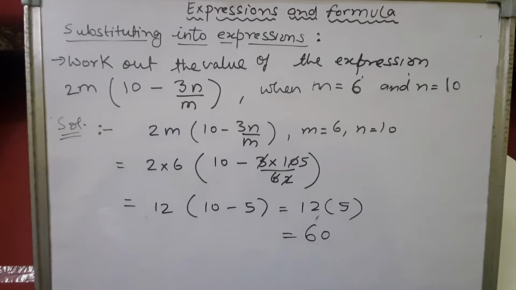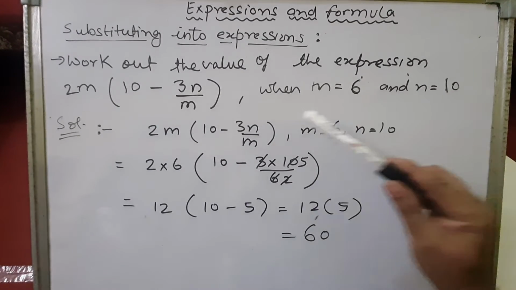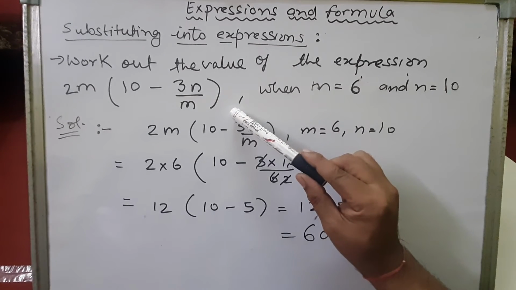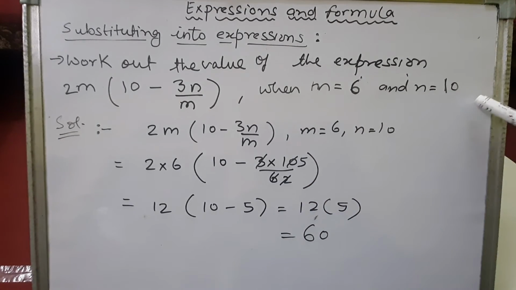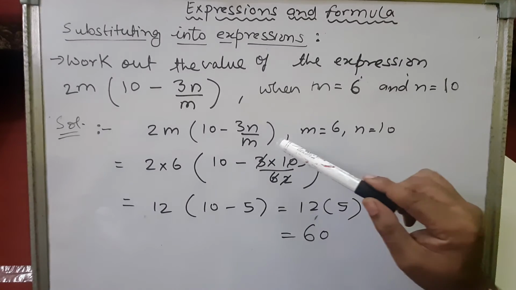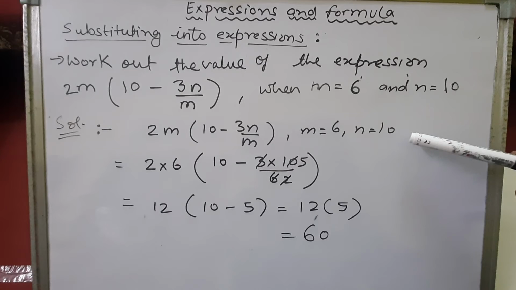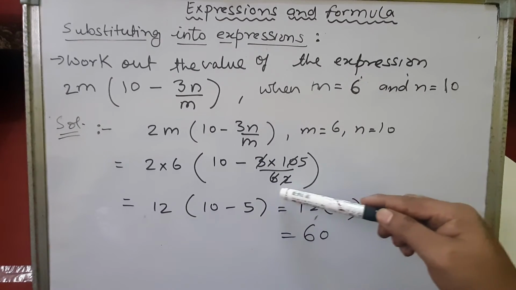Let's see another sum, children. Again, it is given that work out the value of the expression 2m bracket open 10 minus 3n upon m bracket close when m equals 6 and n equals 10. So this is the expression given, and the values of m and n are 6 and 10. So we'll substitute the values of m and n in the expression. Writing m equals 6 and n equals 10, we'll get 2 into 6 bracket open 10 minus 3 into 10 upon 6.